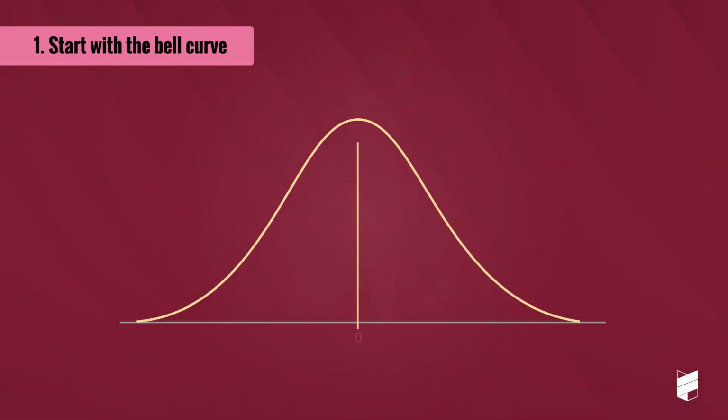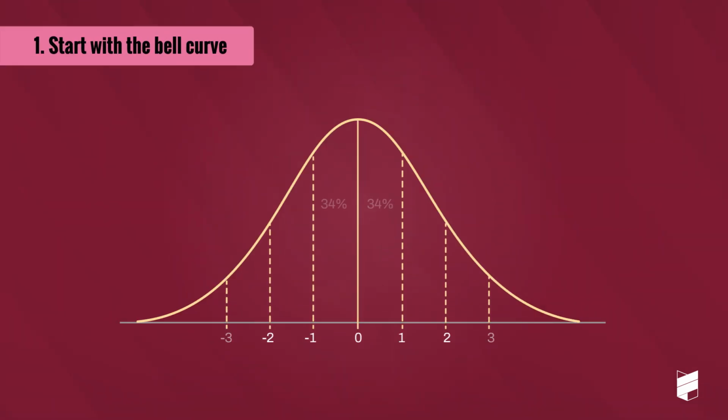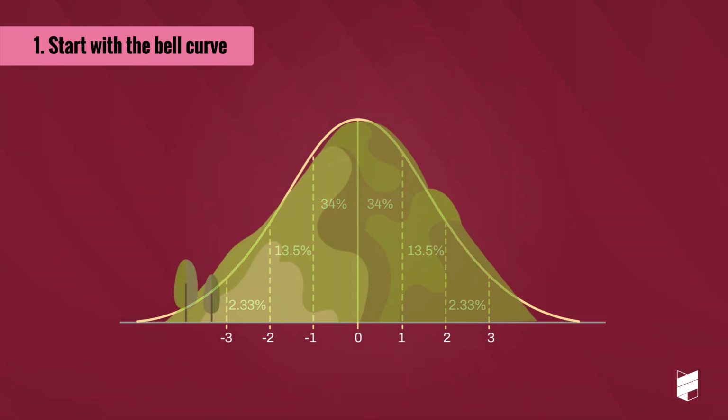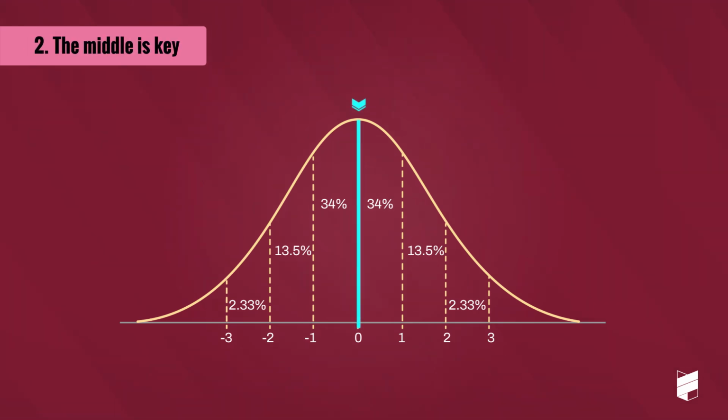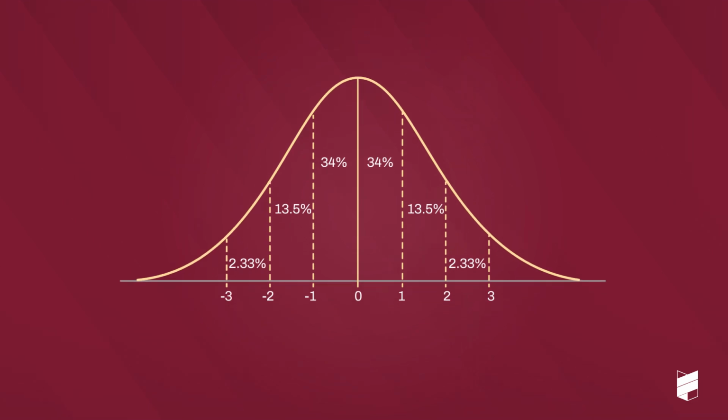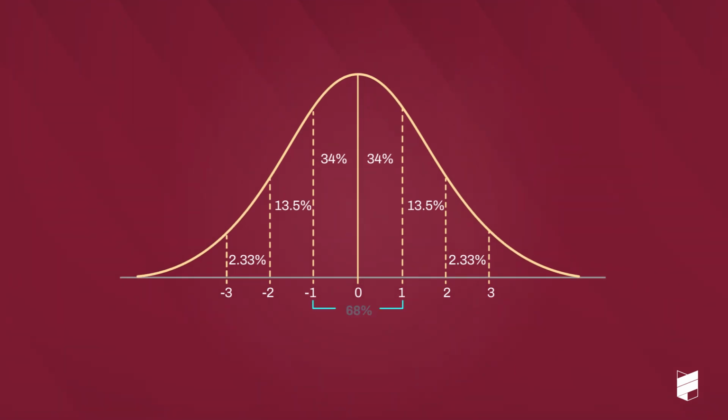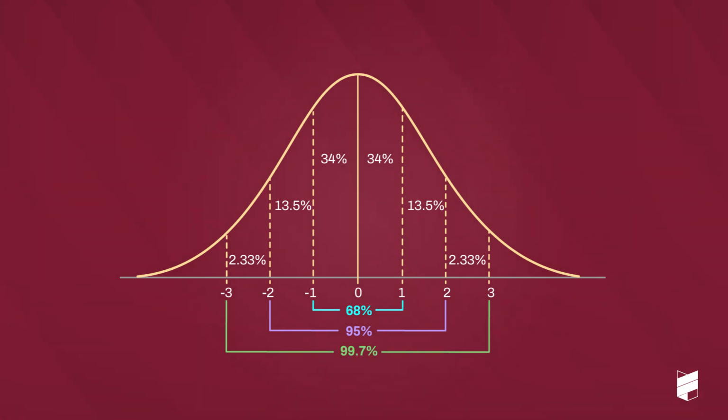The empirical rule says that in a symmetric distribution, start with a bell curve. Imagine a special kind of graph that looks like a hill or a bell. This is called a normal distribution. The middle is key. The middle of the bell curve is where most of the data tends to cluster. This is the average or mean value. Now, think of the empirical rule in three parts: 68%, 95%, and 99.7%.